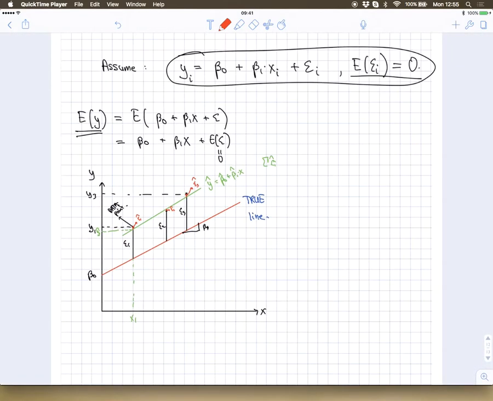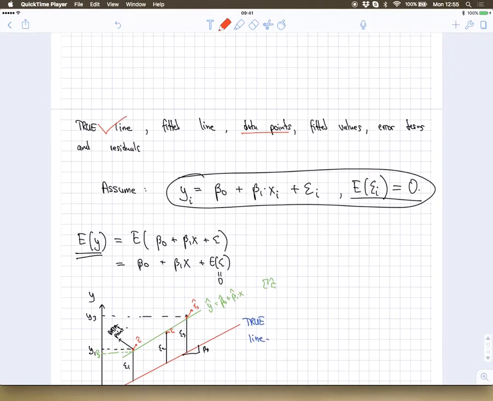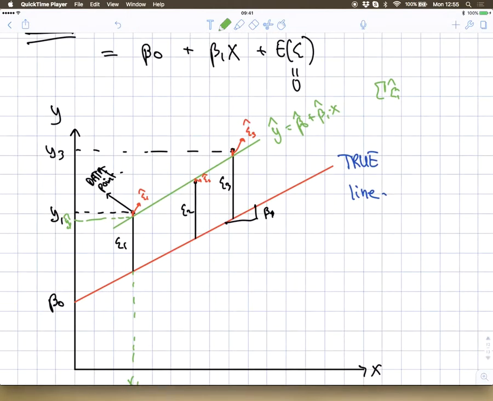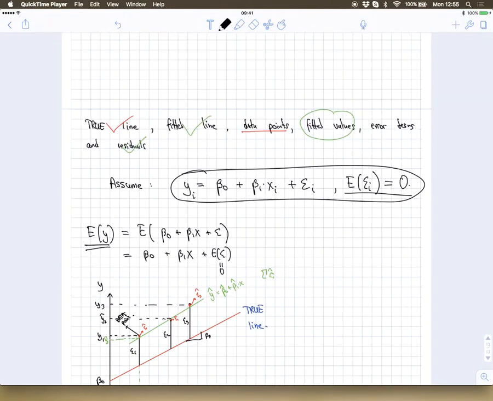Okay, so that's the true line. The fitted line is the green line. The residuals are the differences between the data points and the fitted line, which I can calculate. The fitted values are this y hat that I find here, y1 hat. What about for x? For this bit, I go on the red line. For the second data point, this is the fitted value for y. This thing I can observe. The error term I cannot observe. The residual I can calculate.